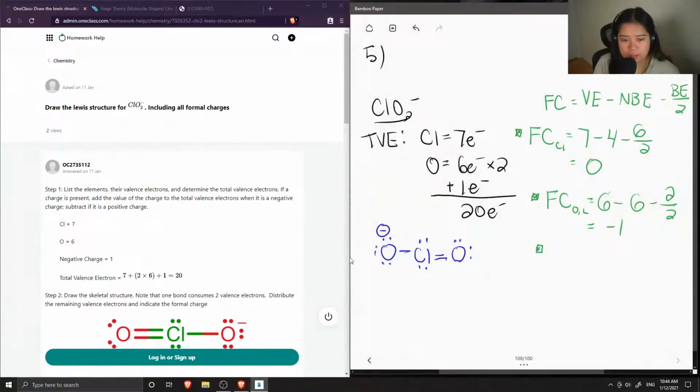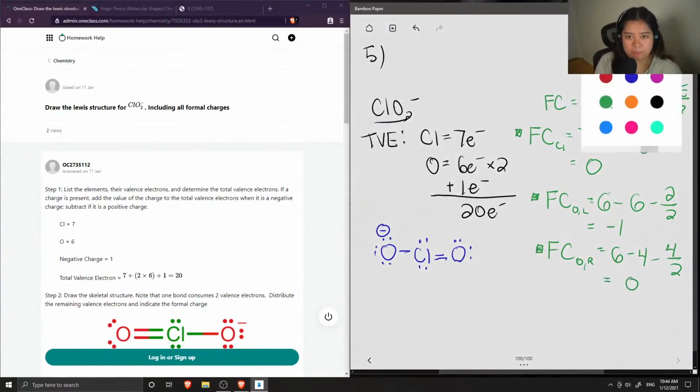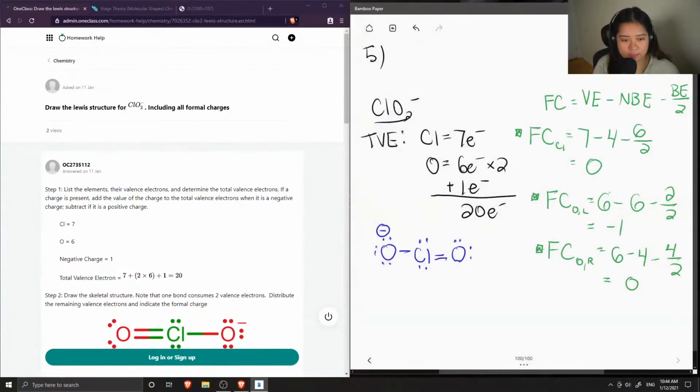And now let's just quickly find the formal charge of our oxygen on the right. It also has 6 valence electrons. This time the number of non-bonding electrons is 4. And there's a double bond, so we go 4 divided by 2. And it has a formal charge of 0. Okay, so this is one of the Lewis structures for this ion.